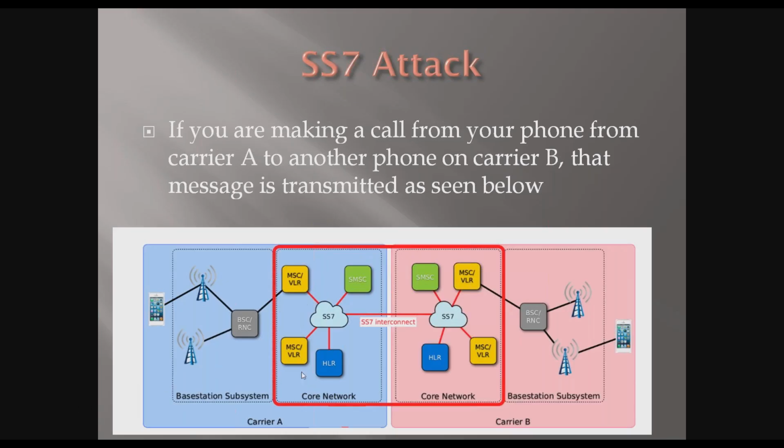Notice here that SS7 is used even on the same carrier, right? That's why this is a good diagram, okay? And this diagram actually comes from the folks who developed this attack. So SS7 is used even internally, but it was primarily developed to interconnect different carriers, all right?